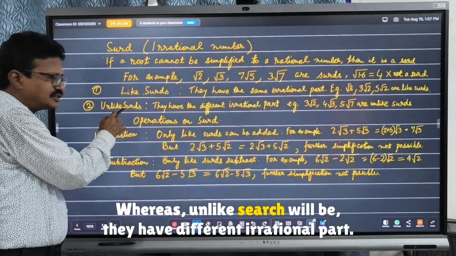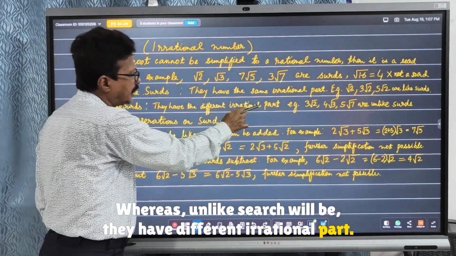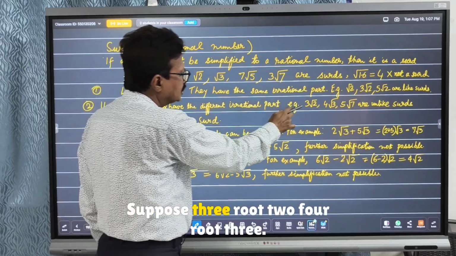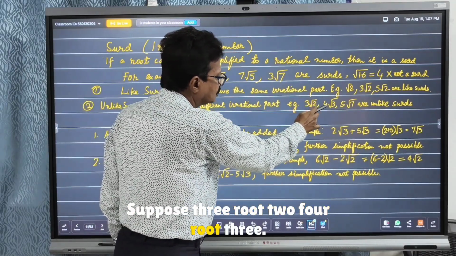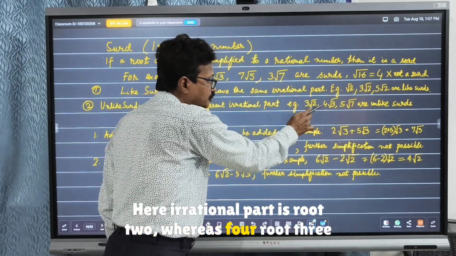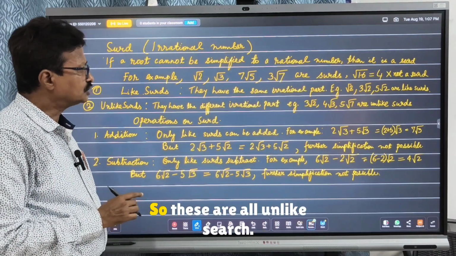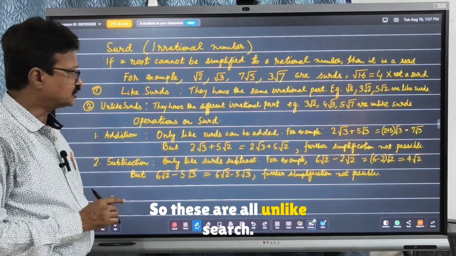Whereas unlike surds are those that have different irrational parts. Suppose 3 root 2 and 4 root 3. Here the irrational part is root 2, whereas 4 root 3 has the irrational part root 3. So these are all unlike surds.